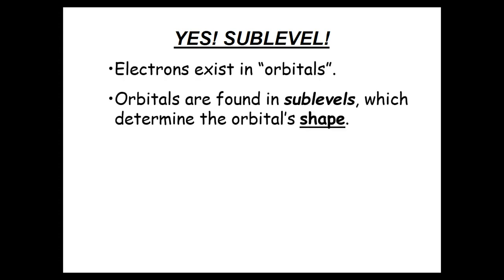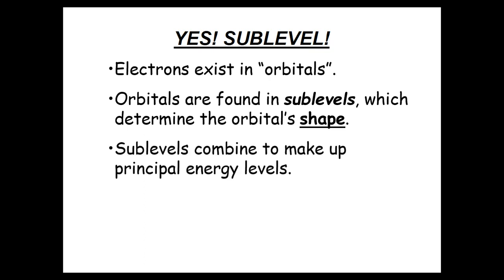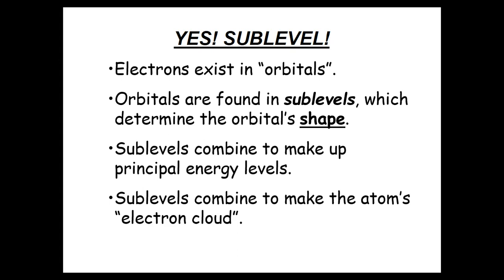So electrons exist in orbitals. The orbitals are found in each sublevel, which determines the orbital shape. And the sublevels combine to make up our principal energy levels. And the sublevels actually make up our electron cloud that we imagine.